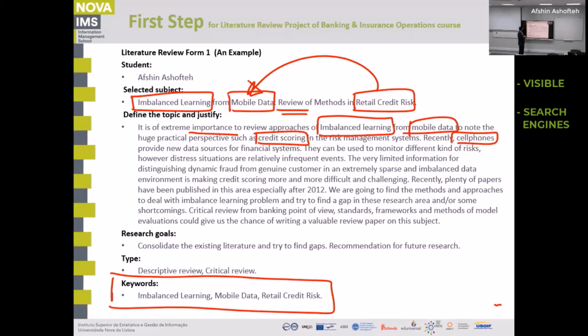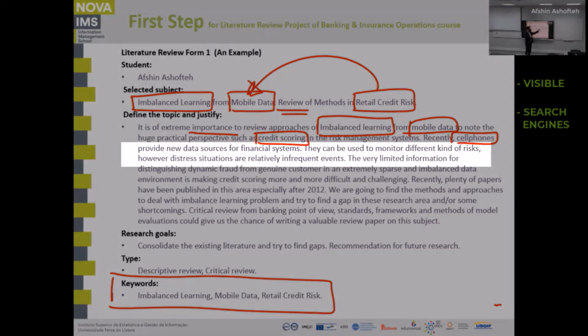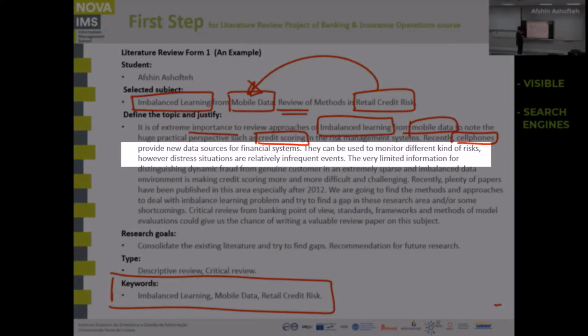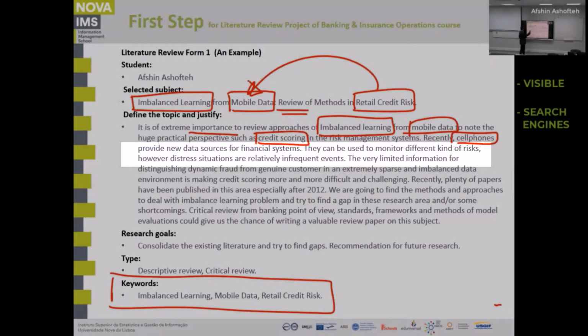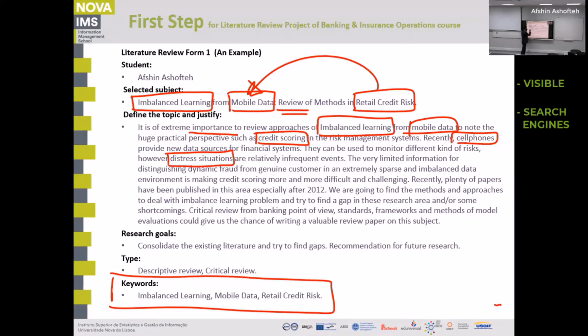Okay, so the next sentence is starting from here. They can be used to monitor different kinds of risks. However, these risk situations are relatively infrequent events. So these situations that are relatively infrequent events are related to what? Imbalanced learning. So now we are defining imbalanced learning and the relation between imbalanced learning and the retail credit risk and the mobile data that we have as a new source of data, okay?